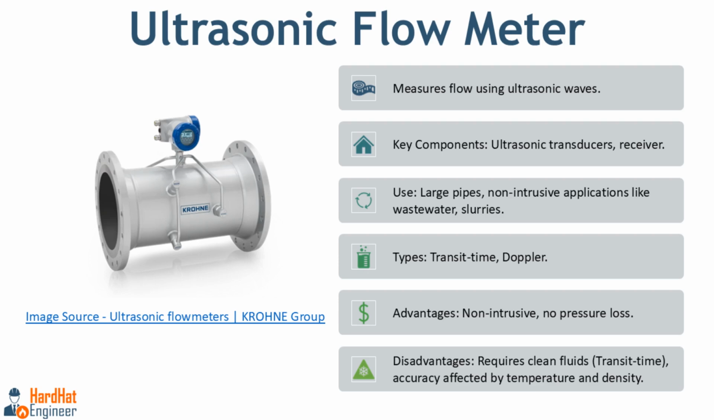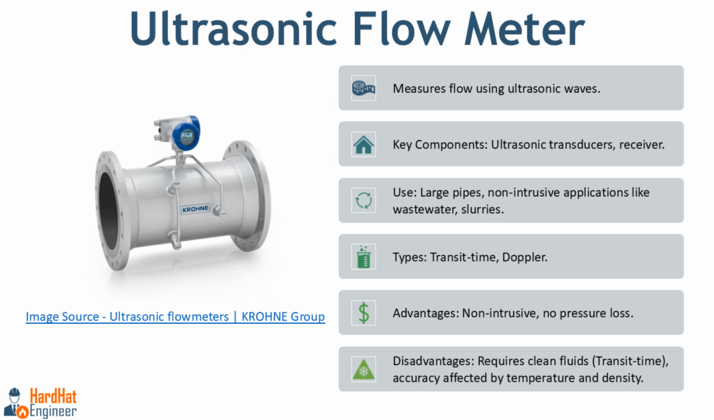The key components of an ultrasonic flow meter are the ultrasonic transducers, which generate the ultrasonic waves, and a receiver that detects the signals. Ultrasonic flow meters are ideal for large pipes and non-intrusive applications, making them suitable for measuring flow in wastewater, slurries, and other challenging fluids. There are two main types: transit time flow meters, which work best with clean fluids, and Doppler flow meters, which can measure fluids containing suspended particles or bubbles.